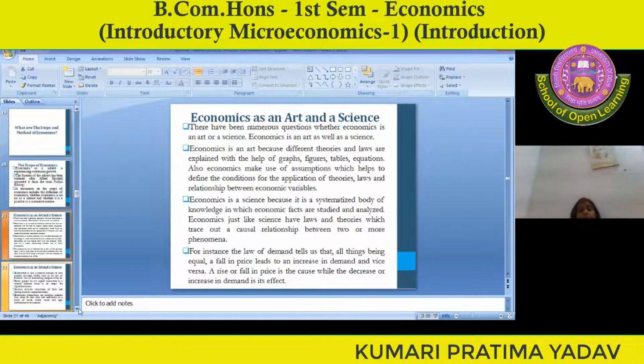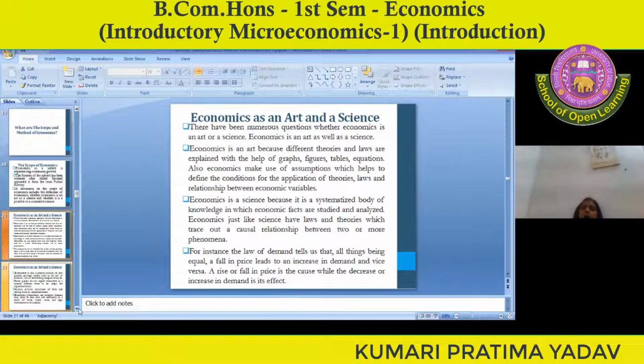Economics is an art because theories and laws are explained with the help of graphs, figures, tables, and equations. Also, economics makes use of assumptions which help to define the conditions of application of theories, laws, and relationships between economic variables, which I have already given you the brief. Because in economics, we do both ways. We have a lot of graphs, figures, tables, equations. At the same time, we have the application of theories, laws, and relations. That also we try to see.